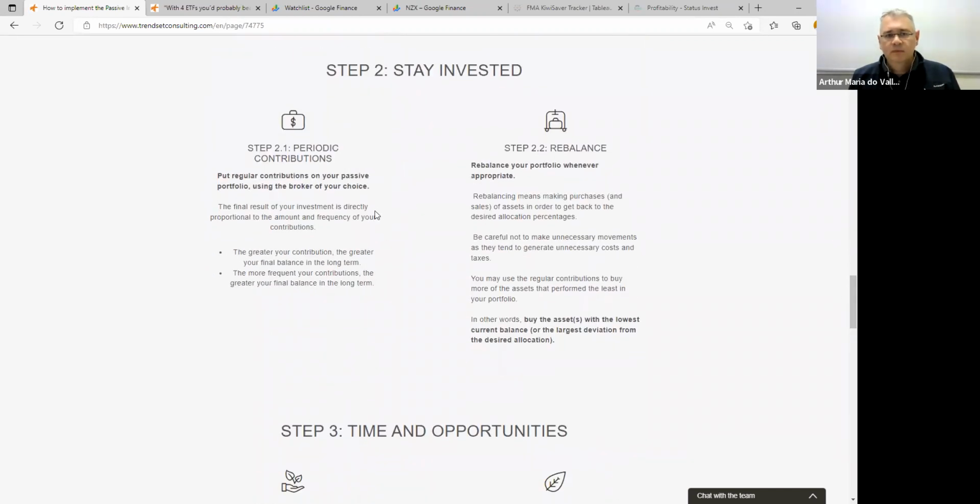The second one is, as I said, stay invested. So every time you have some money, maybe you plan to have every week or every month, make sure that you are contributing and you are actually following your strategy without panicking if there are bad news, okay? And maybe you want to rebalance. Rebalance could be that approach that I discussed, that, oh, now I have some money, I will buy, as here, the asset with the lowest balance, so I'm paying less.